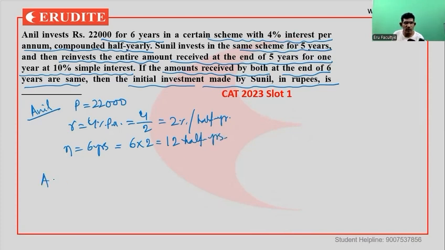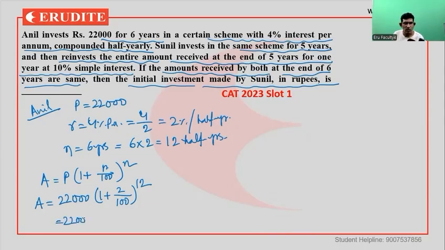So what is the amount after 6 years? So simply I will apply the basic formula for compound interest. So amount after 6 years would be what? 22,000 into 1 plus R equal to 2 by 100 whole to the power 12. Okay, which is 22,000 into 1.02 whole to the power 12.